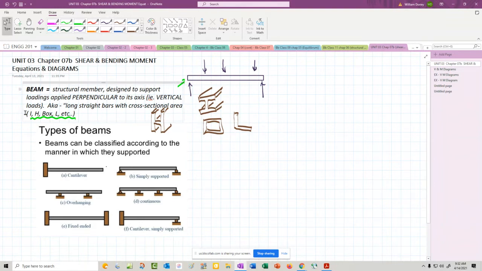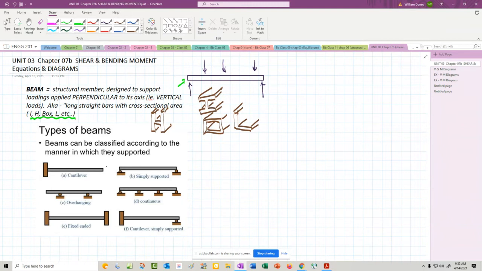We don't worry about that so much. That is part of the design of the beam. Once we know the loading on the beam, the extreme loading, the internal shear force and the bending moment, then we can go and design and choose what cross-sectional shape we'll use for that beam and that design.